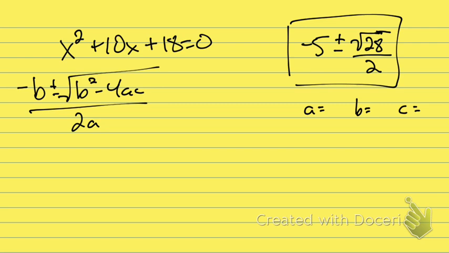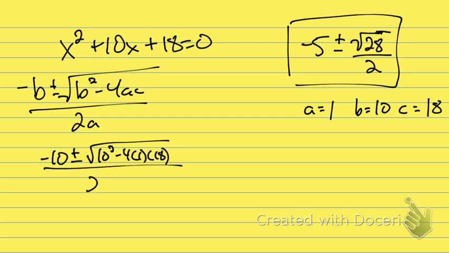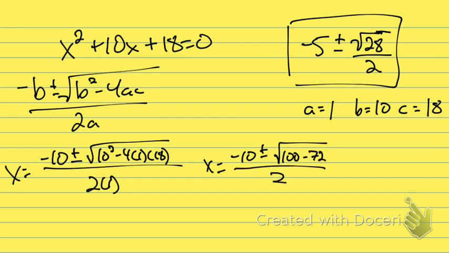Okay, let's plug in our A, B, and C. A is 1. B is 10. C is 18. Negative B plus or minus the square root of B squared minus 4AC over 2A. Okay. So let's simplify it down a little bit. Plus or minus the square root of 100 minus 72. Well, what's 100 minus 72?